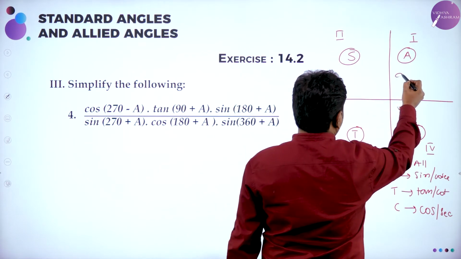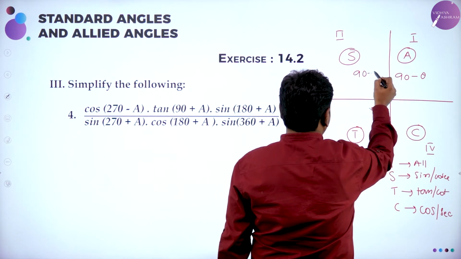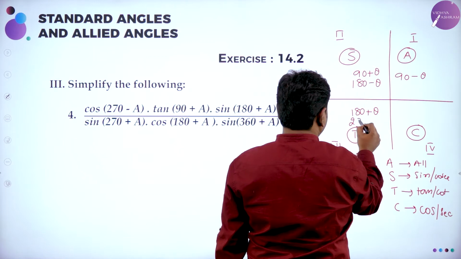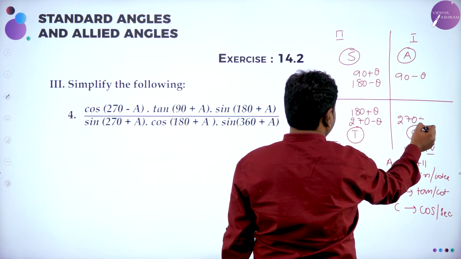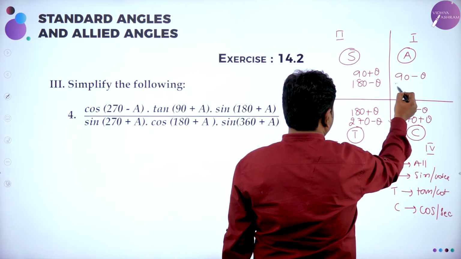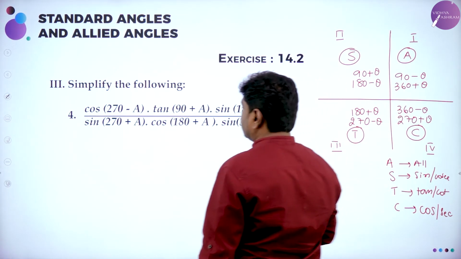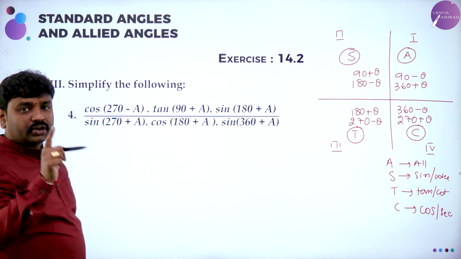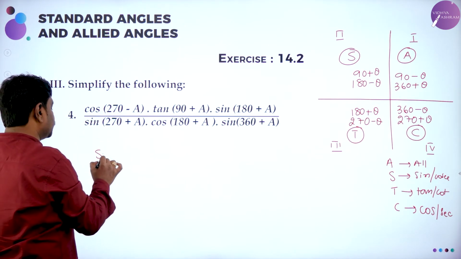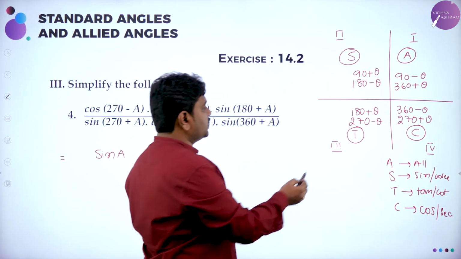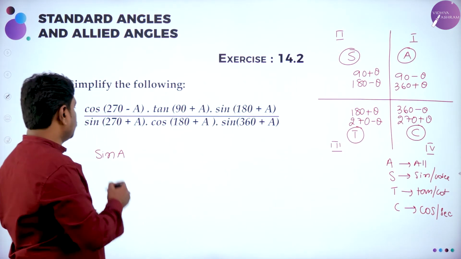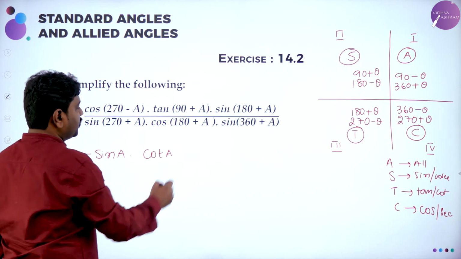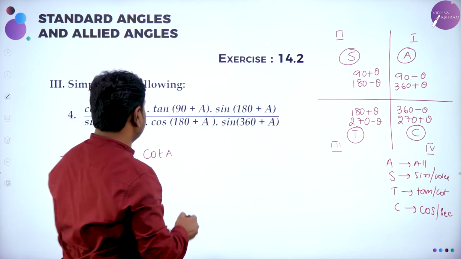Now, this is 90 minus theta, 90 plus theta, 180 minus theta, 180 plus theta, 270 minus theta, 270 plus theta, 360 minus theta, 360 plus theta. Now coming to this, here cos of 270 minus theta. For 270, I told you the function changes, cos changes to sine A. And 270 minus theta lies in the third quadrant. In third, only tan and cot are positive, but this is cos, it does not match, so minus. Into tan of 90 plus theta. Tan of 90 becomes cot A. 90 plus theta lies in the second quadrant. Only sine and cosecant are positive, but tan will be negative.